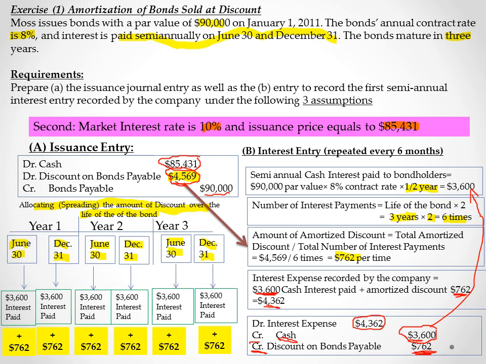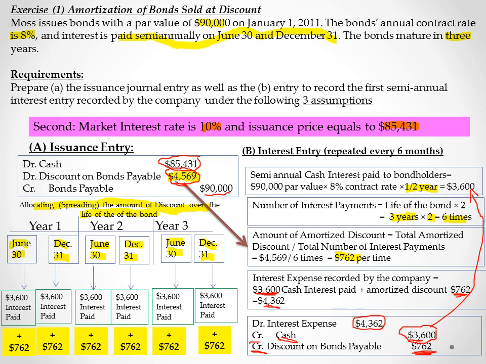So here the company will divide the total discount on bonds payable, the 4,569, over the different periods in which the company will pay the interest. This is an accounting procedure that the company will only do on paper. So it doesn't contradict the amount of cash interest that the bondholder will receive. Let me illustrate this by the entry. Now we need to record the entry.